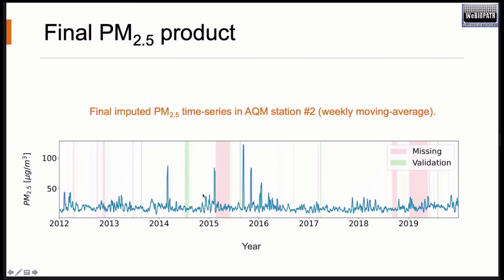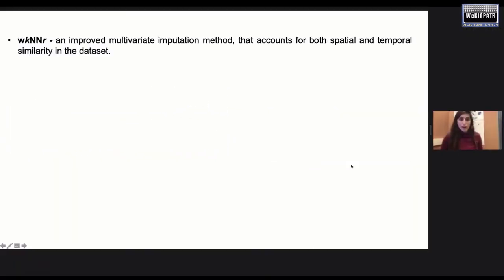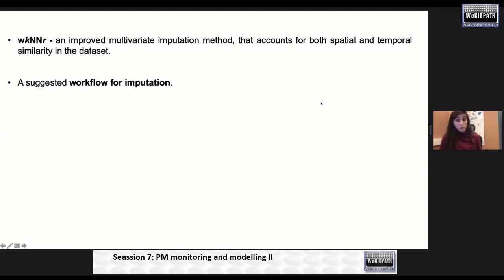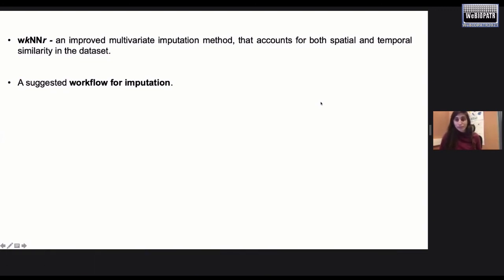And here you can see the completed time series of station number 2, for example, where the red background marks values that were missing completely and were imputed, and I had a complete time series for that station. So if I summarize, in this work, we've offered an improved multivariate KNN method that accounted for both spatial and temporal similarity in the data set. I think we also offered a certain imputation workflow that was proved to work well.